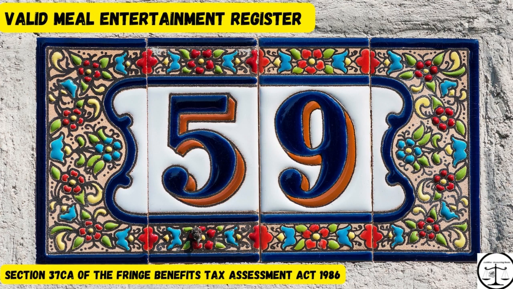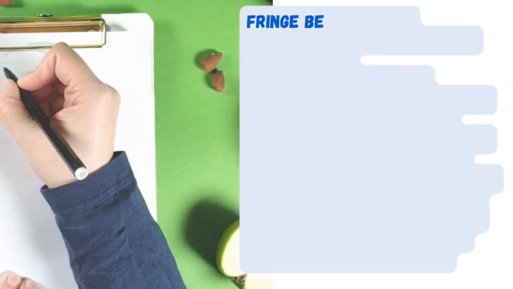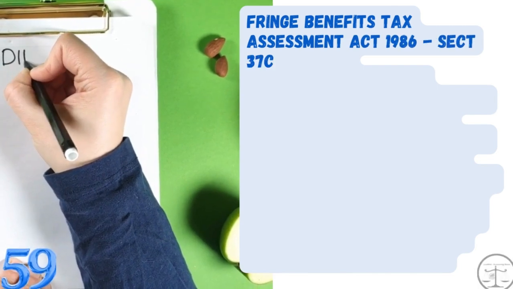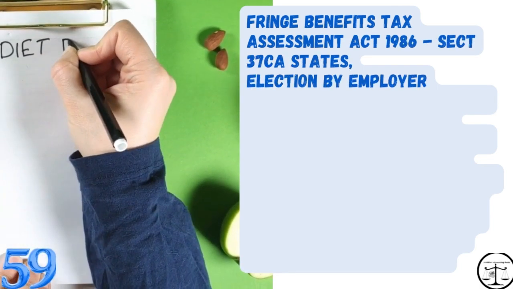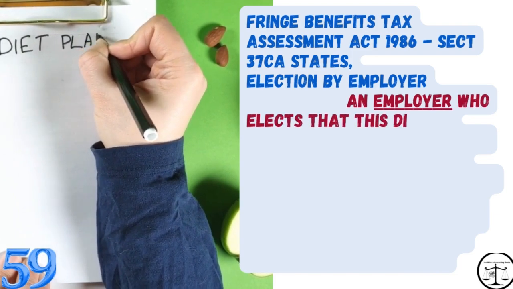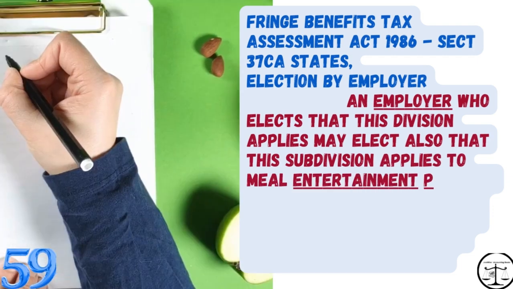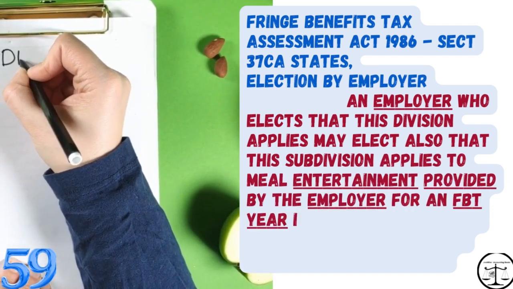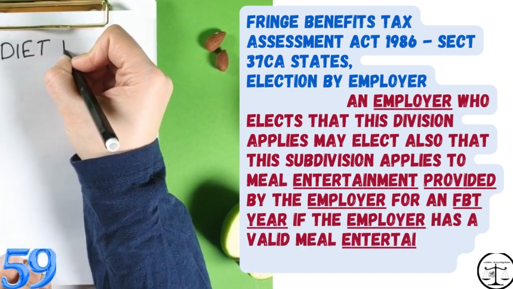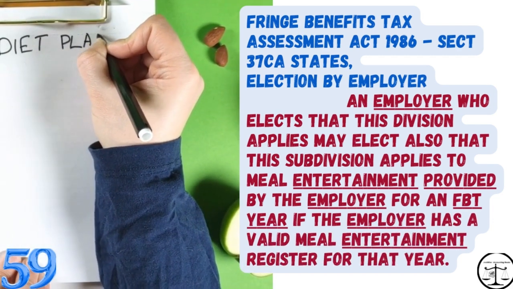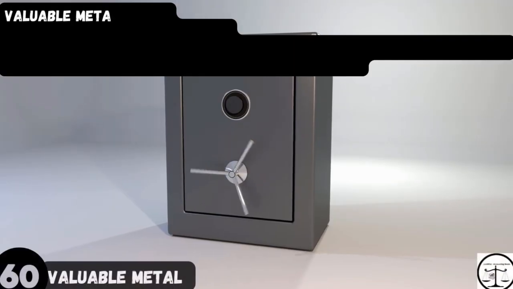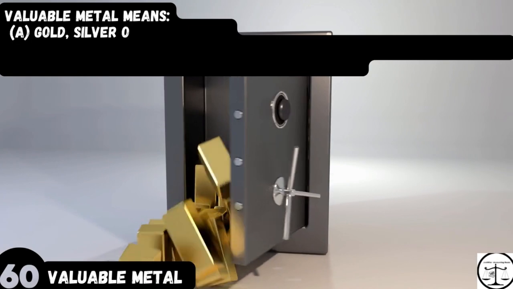Valid meal entertainment register means a valid meal entertainment register within the meaning of Section 37CA of the Fringe Benefits Tax Assessment Act 1986. Section 37CA states, election by employer. An employer who elects that this division applies may elect also that this subdivision applies to meal entertainment provided by the employer for an FBT year if the employer has a valid meal entertainment register for that year. Next page. Word number 60.